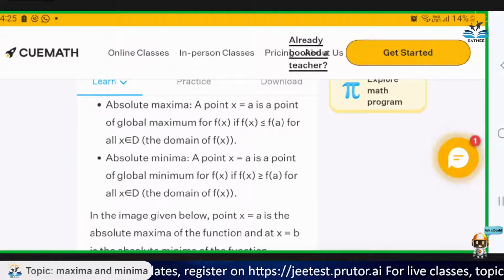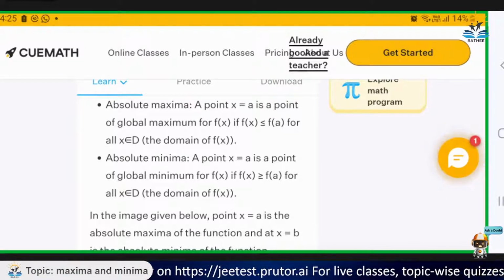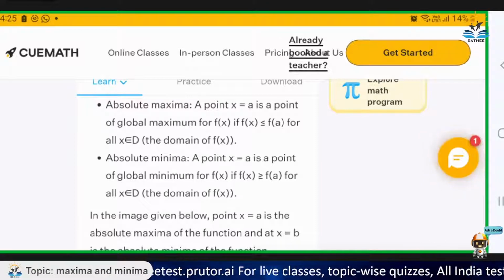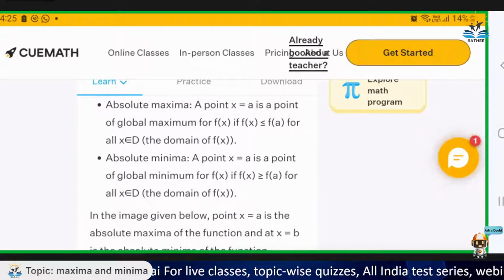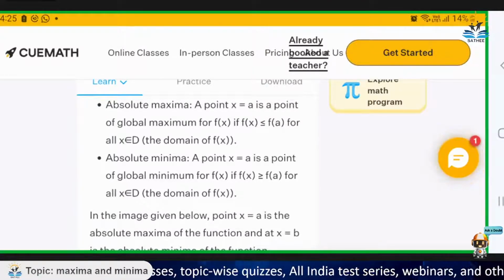Okay. So till now we have seen these two equations for absolute maxima and minima that we would be using in the questions. That is f(x) is less than or equal to f(a) if we say a point is absolute maxima for the whole domain, and for absolute minima f(x) is greater than or equal to f(a) for the whole domain, x belongs to D.